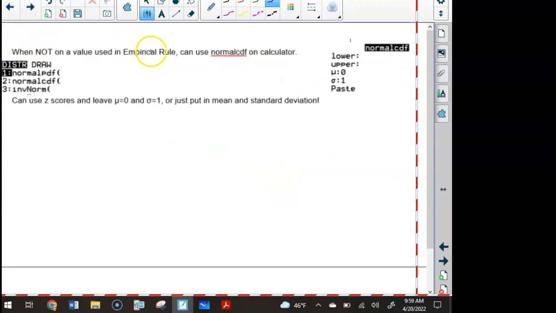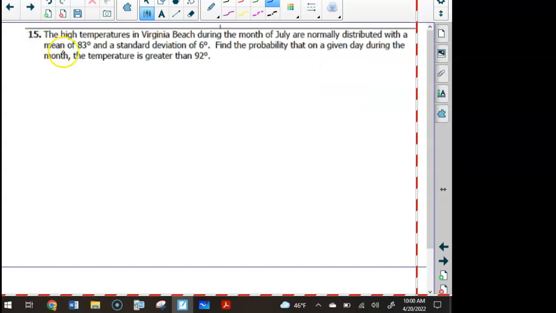We are going to use the button called normal CDF, okay, combined probability, because we're going to give it a range of values. We're going to say the upper and lower limits, the mean and the standard deviation. And you can use z-scores. It defaults to 0 and 1 because you could use upper and lower z-scores, but I'm not going to do that because we can just put in the scores they ask. All right, so let's write down some information and then I'll show you on the calculator.